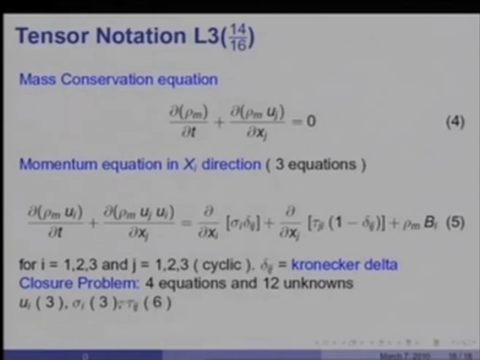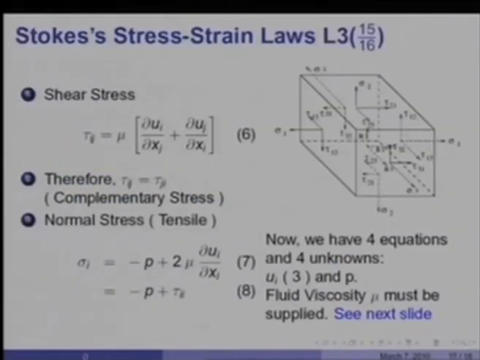which gave rise to these 9 unknown stresses. But the way forward was found by Stokes in England, and he said that the shear stresses would be related to velocity gradients or the rates of strain through viscosity. Tau ij is equal to mu times dui by dxj plus duj by dxi. Remember, this is simply a definition or a model of stress related to rate of strain, introducing an entirely new quantity mu into our set of equations.